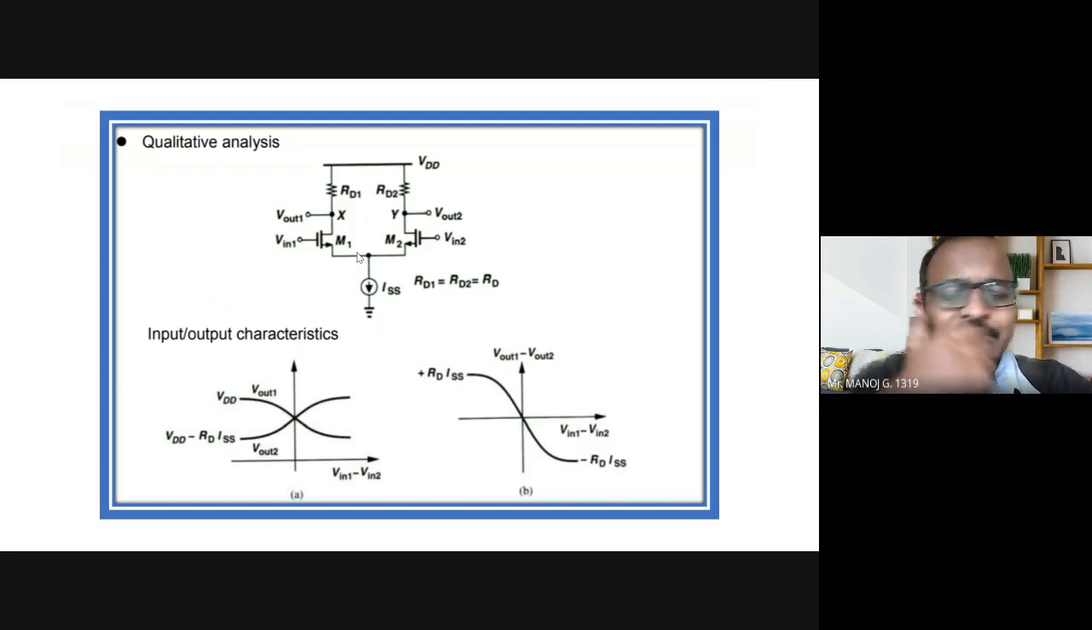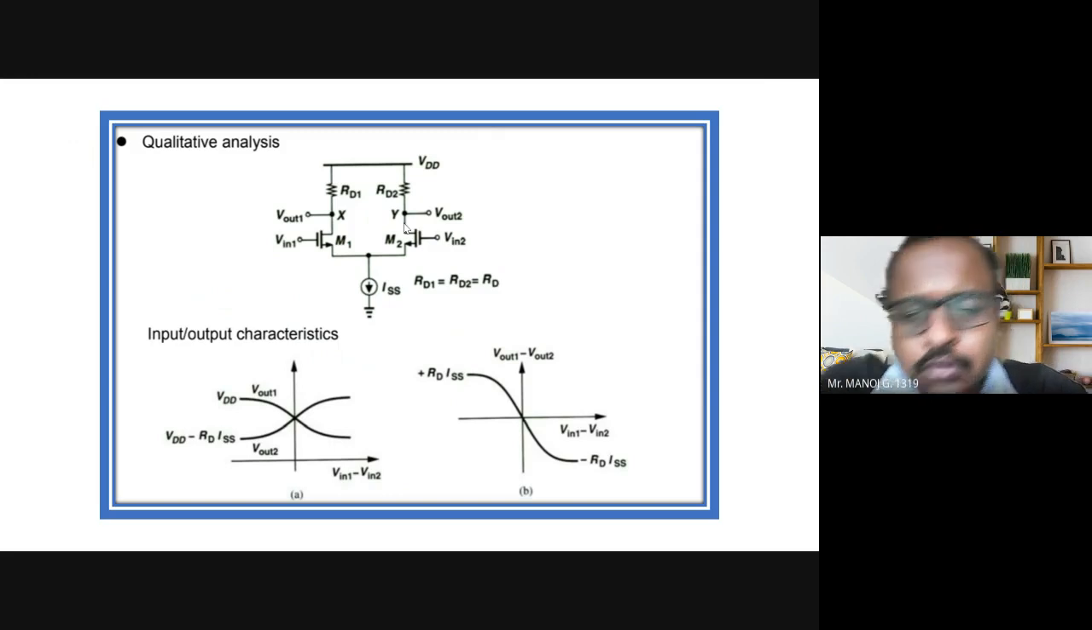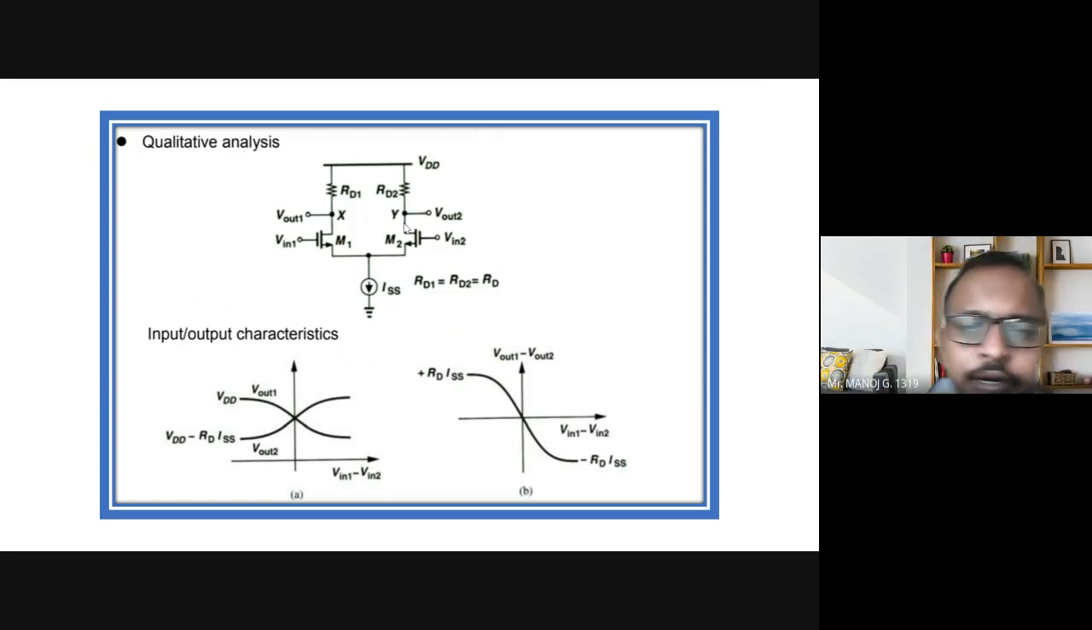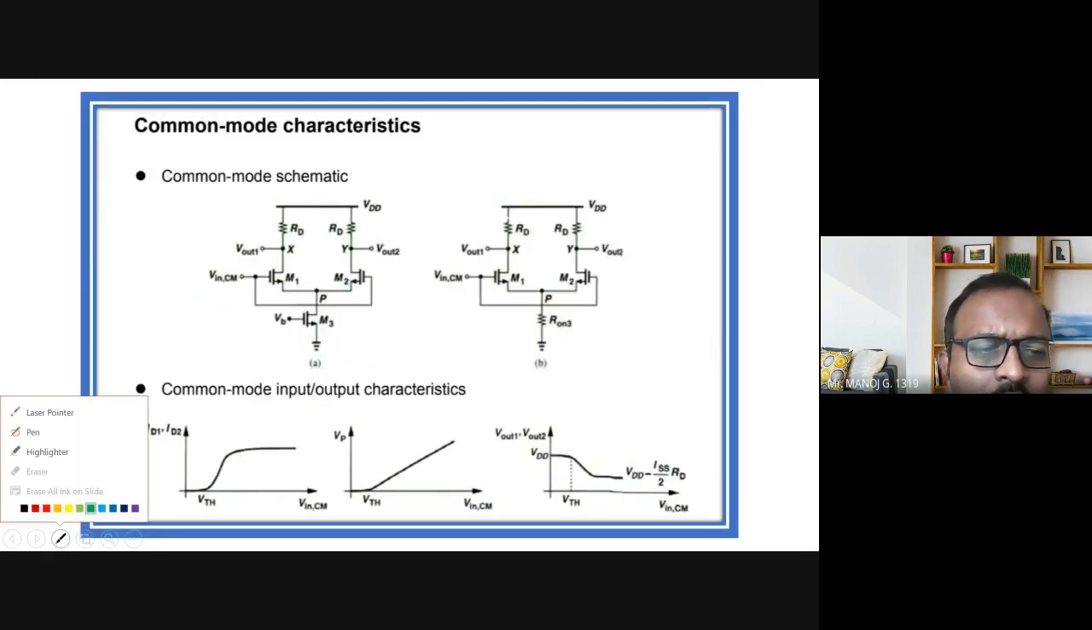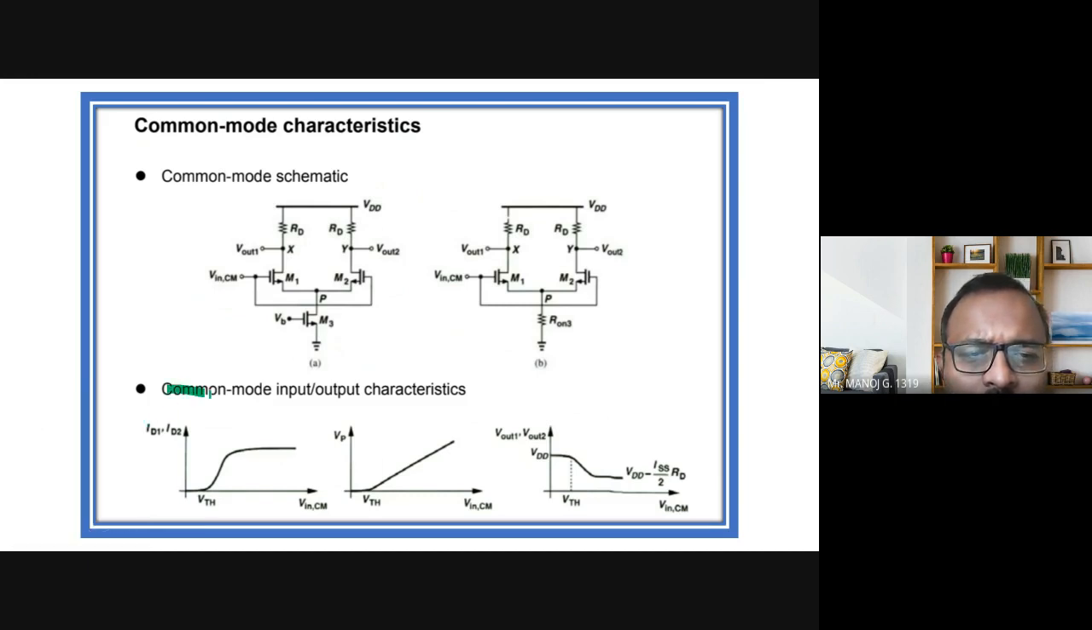We need to do a qualitative analysis. When you do a qualitative analysis, you have two things to play with. One is with respect to the output voltage. The other one is with respect to the output swing in the current, or output swinging voltage. So we'll first look at the input output characteristics. When you look at the input output characteristics, it is basically with respect to common mode. I'm taking a common mode. The first one was differential mode.